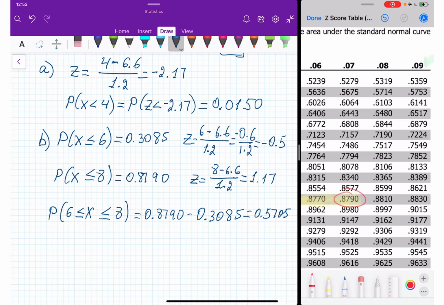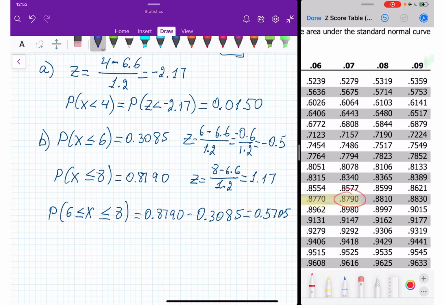Wait a minute, I don't think it's coming out. Hold on. I punched it on the calculator, but let me double check. 0.3085. Oh, yeah, okay. Here is 0.5705, which means if you round it, you get 0.571, right? Or 0.57. Okay.